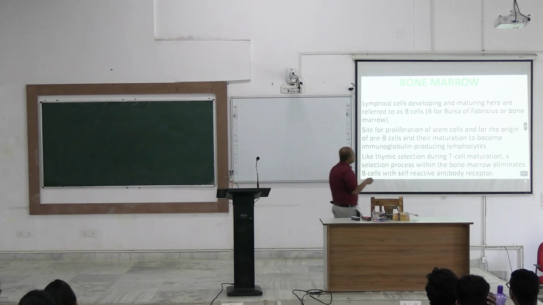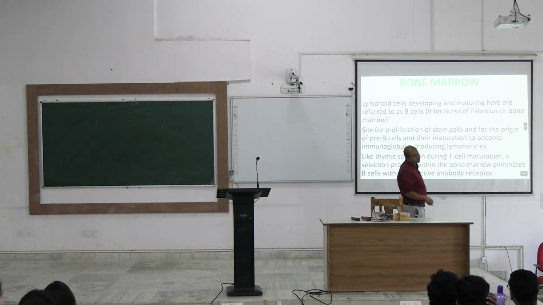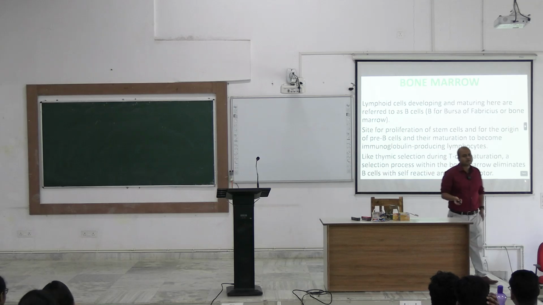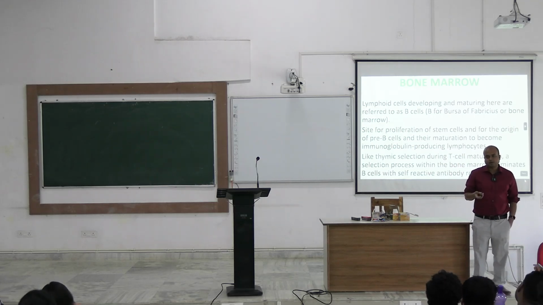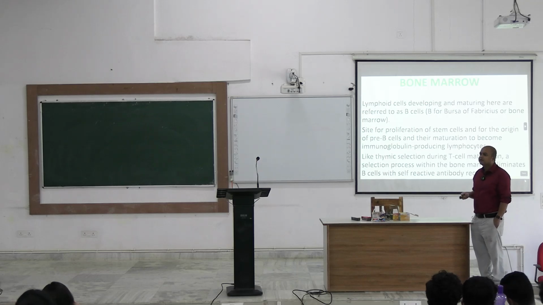So what is the origin of B cells? It is the bursa of Fabricius, an organ in birds. The term B comes from that. Again, where does the term T come from? T cells?